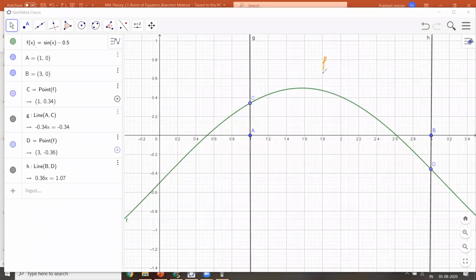If f of x1 into f of x2 is negative, if this multiplication is less than 0, we will definitely say that your root will be in between x1 and x2. Okay, so even if you don't have a graph paper in front of you, you will identify the guess by using this criteria.